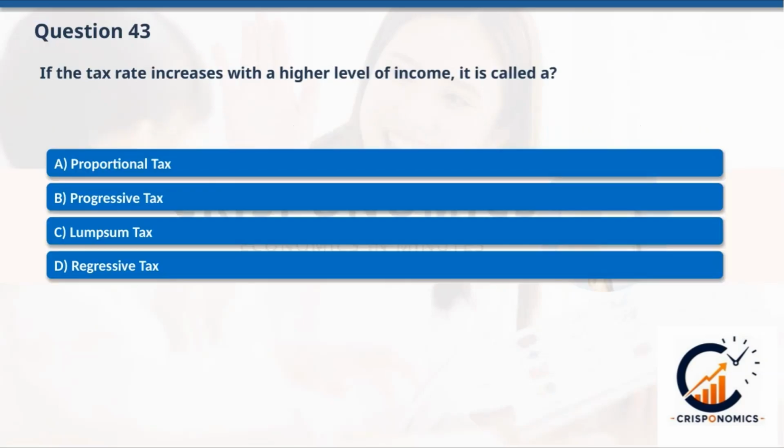Let's talk about different types of taxes and how they relate to income levels. When the tax rate goes up as your income increases, that's what we call a progressive tax. It means higher earners pay a larger percentage of their income. This contrasts with proportional taxes, where everyone pays the same rate, lump sum taxes, which are fixed amounts, and regressive taxes, where lower incomes bear a heavier burden. Understanding these distinctions helps us see how tax systems impact fairness and equity.